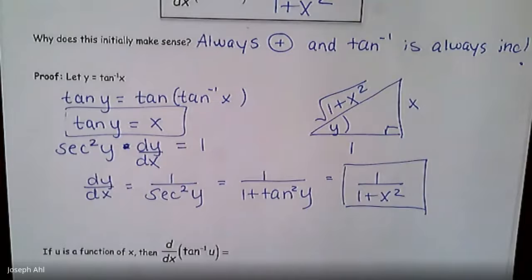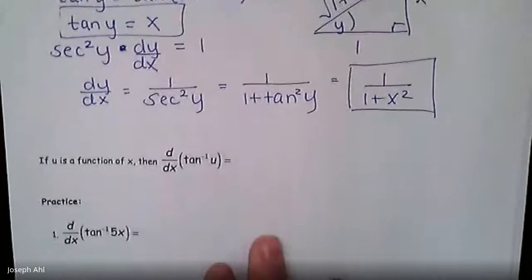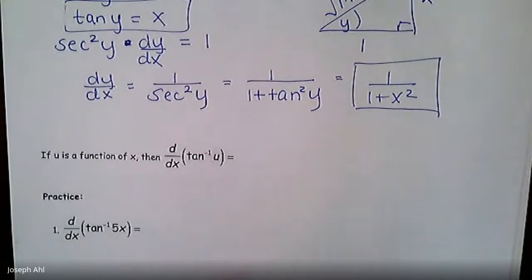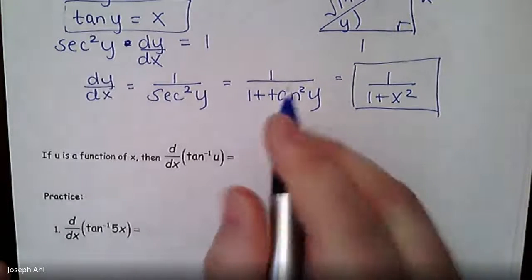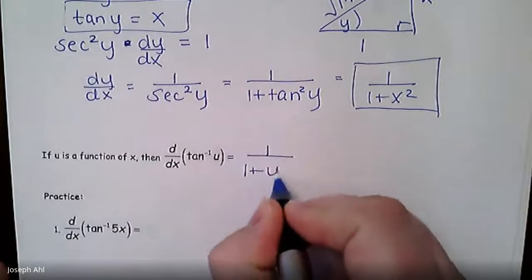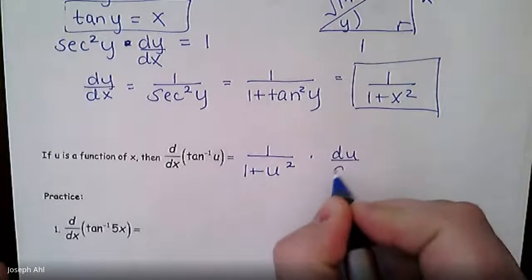And then, of course, we always do this additional step when we define a new derivative: if we have the derivative of tan inverse of u, where u is a differentiable function of x, then we get 1 over 1 plus u squared times du dx.